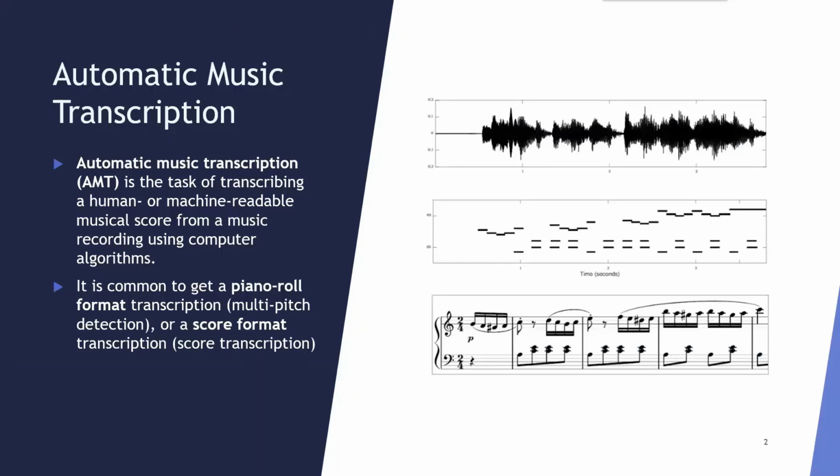There are different data representations for music scores. It is common to get either a piano roll format transcription, which is obtained by multi-pitch detection, or a score format transcription, which is score transcription. You can see an example of a music recording, a piano roll representation, and a score in Western staff notation in the right figure.